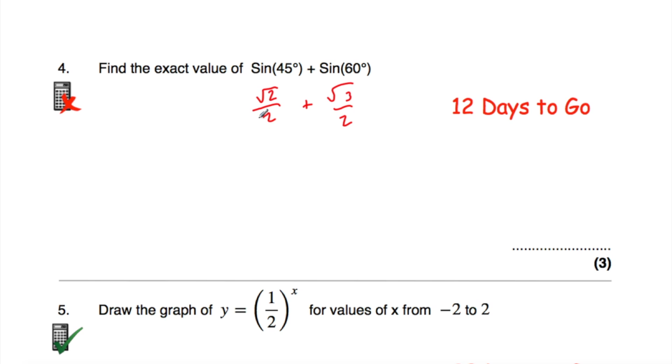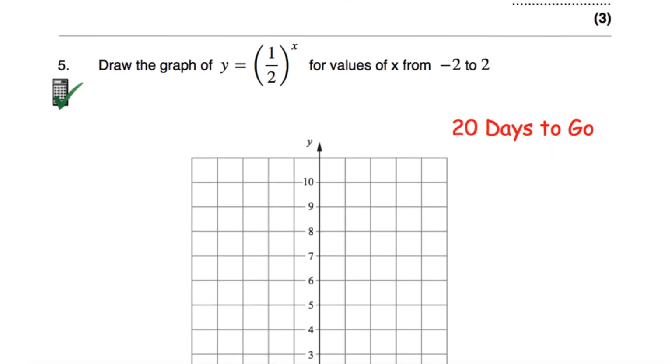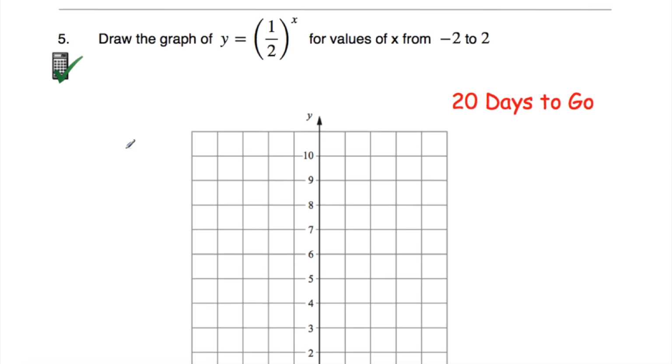So just to simplify it, if we add this together, we've got the same denominator. So it'll just be root 2 plus root 3 over 2. And that's it. And if you got that, well done. Okay, question number 5. This is the exponential graph question. So we've got y equals half to the power of x.